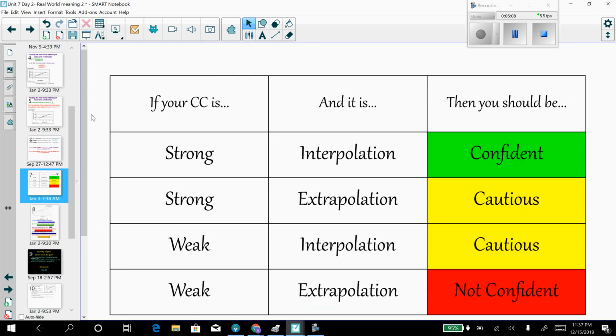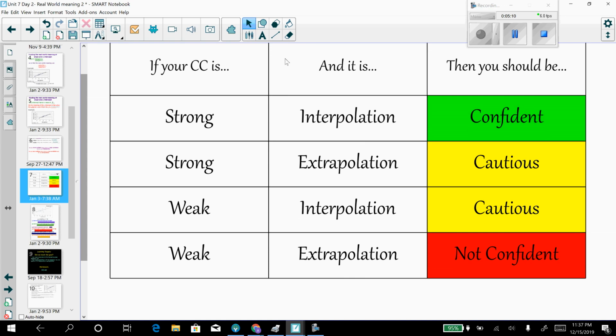All right, welcome back. So here's a table for you. If your correlation coefficient is strong and you're using interpolation, then you should be confident about the answer that you plug in. If your correlation coefficient is strong but it's extrapolation, then you should be cautious. Similarly, if your correlation coefficient is weak but you're using interpolation, you should also be cautious. And finally, if your correlation coefficient is weak and you're using extrapolation, you should not be confident in your answer.